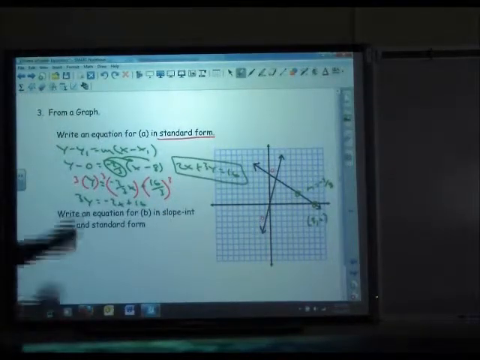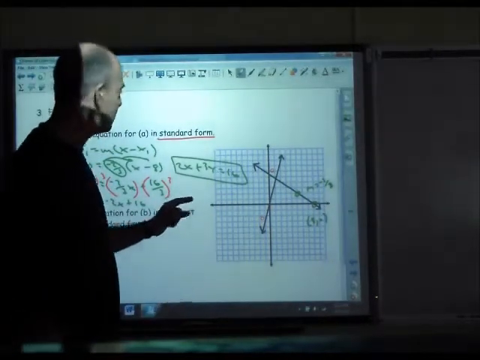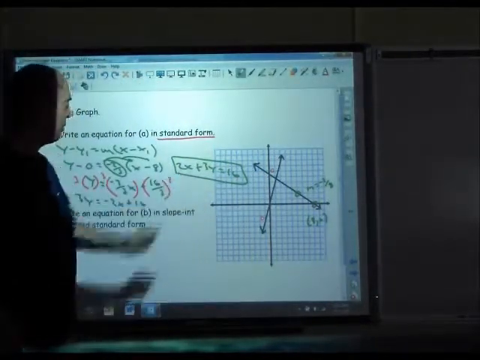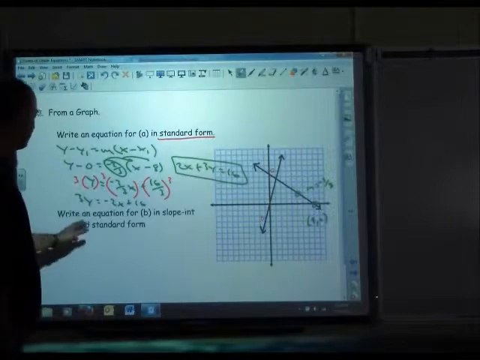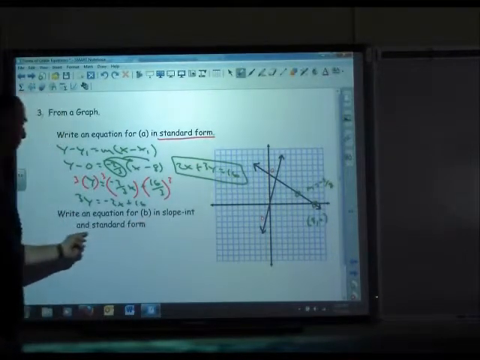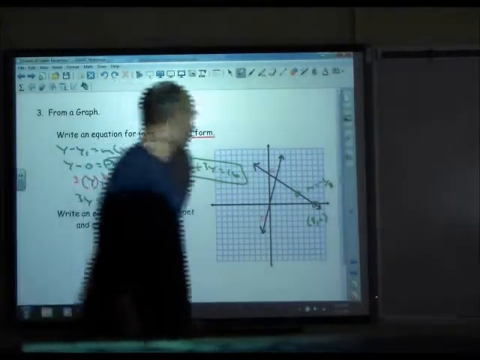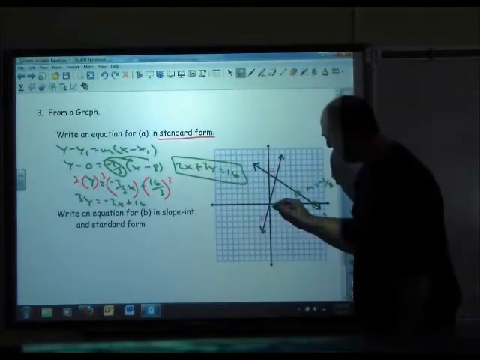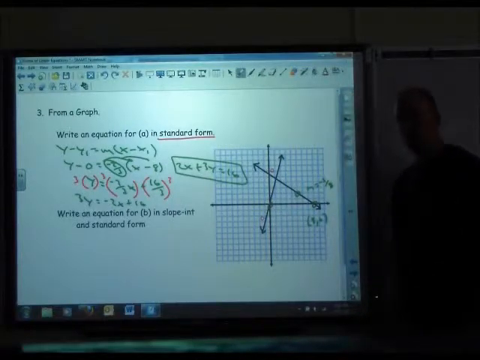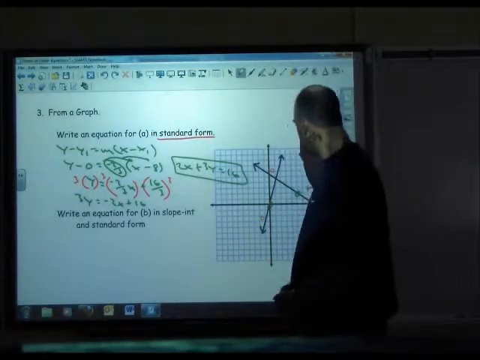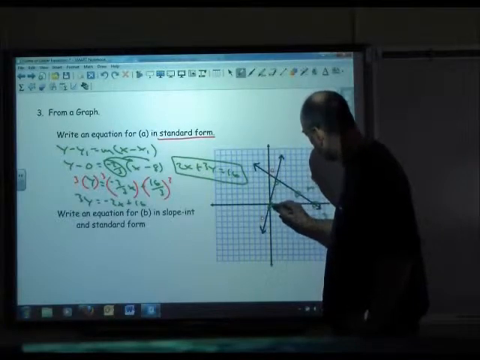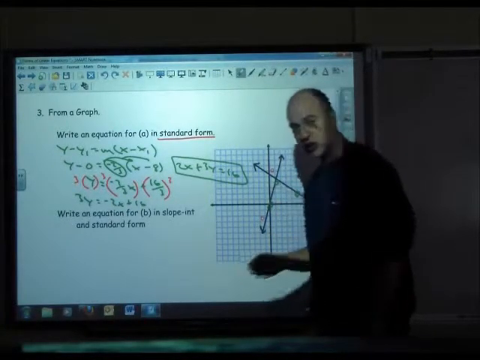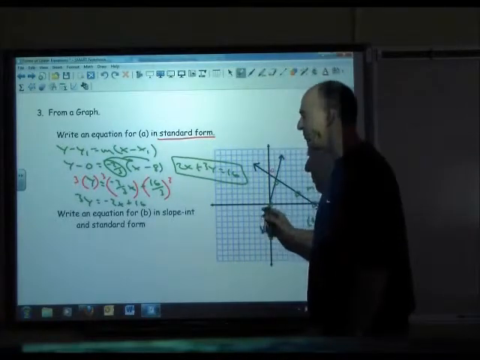Okay? You had to use point-slope form on that one because the y-intercept was not handed to you on a silver platter. Alright, now the second part here, write an equation for B in slope-intercept form and standard form. Well, line B should be a little bit easier. I'm seeing the y-intercept, and it looks like it goes right through the origin. And the slope, I think I'm also seeing, if I go corner point to corner point, rise 4, run 1. So the slope is 4, the y-intercept is 0.